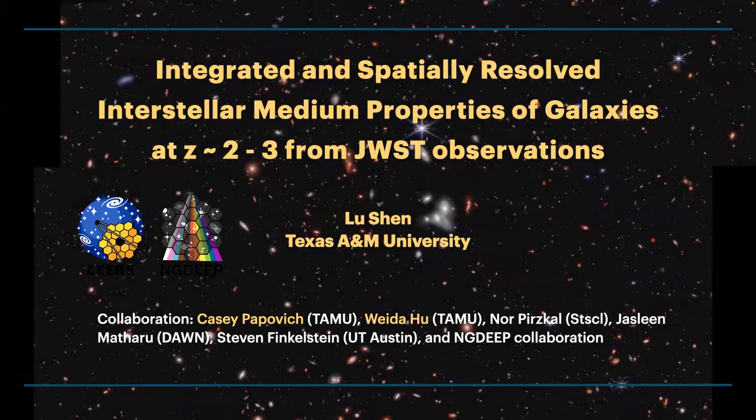Maybe display better. Okay. So today I'm going to talk about integrated and spatially resolved ISM properties of galaxies at redshift 2 to 3. The data is mostly from the NGDeep survey, and I want to give special thanks to Casey and Weda. They helped me a lot with the analysis and everything for this project. Also Nor and Jaslyn, they're not here, but they did a lot for the data reduction.